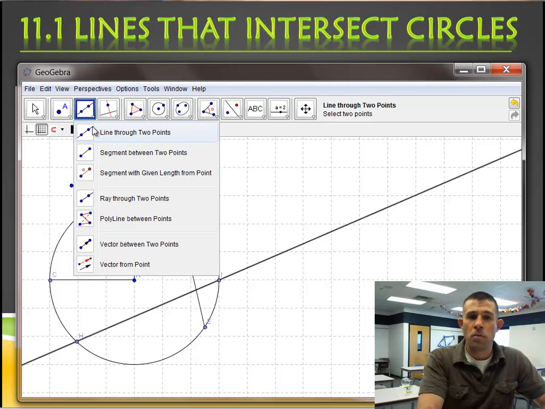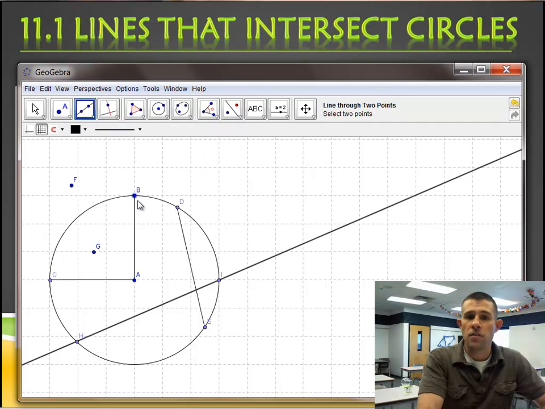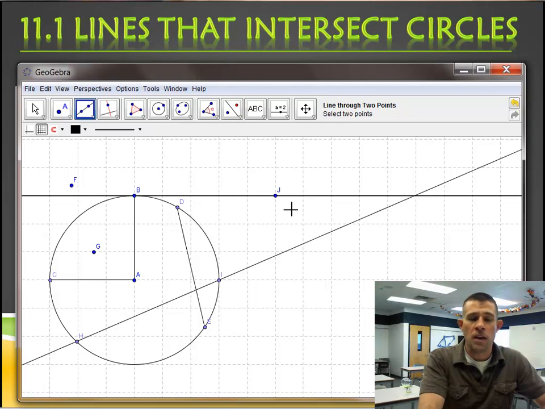Another interesting point is called a tangent. And a tangent is a line that passes through the circle in exactly 1 point. So here is a line, BJ, and it passes through the circle, actually just touches the circle. So it would be similar to like where the surface of a tire meets the road. So this is called a tangent. It touches the circle in exactly 1 point.